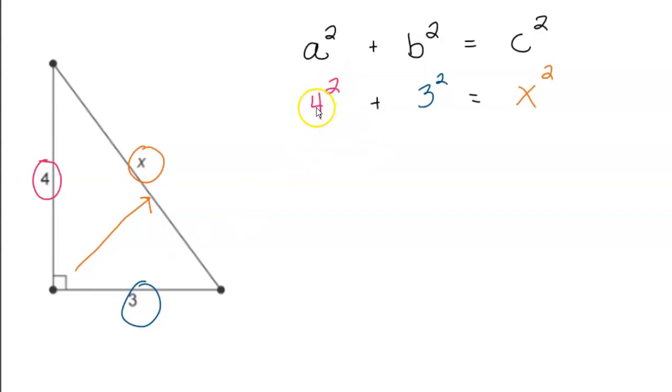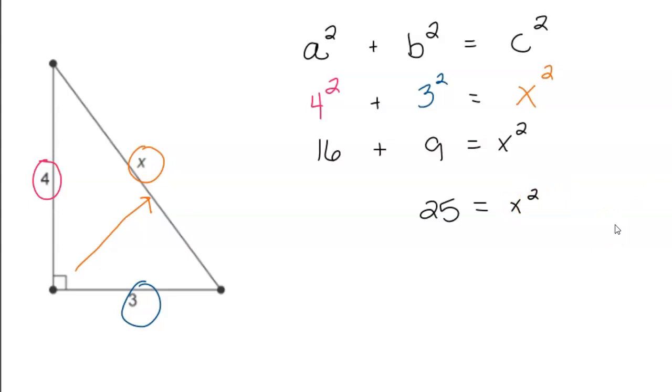So 4 squared is 4 times 4, that's 16. 3 squared is 3 times itself, 3 times 3, that's 9. And then I still don't know what x squared is. Okay, let's simplify again. We have 16 plus 9 is 25. And I still don't know what x squared is. So we're still trying to get x by itself.